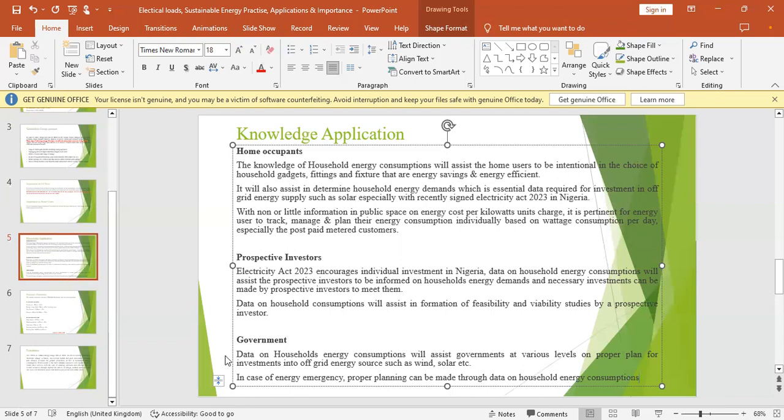the energy that we will require in that community. Even in our rural areas where the national grid may not reach, at least this data will enable government to make provision for off-grid sources like solar to such communities.